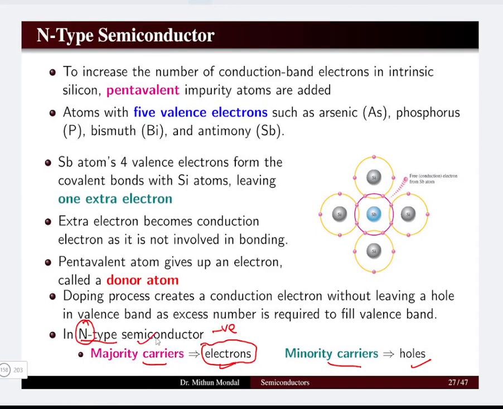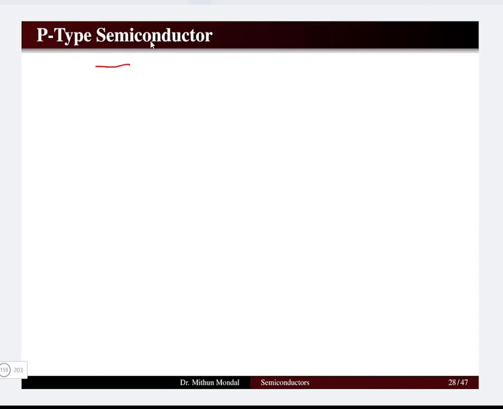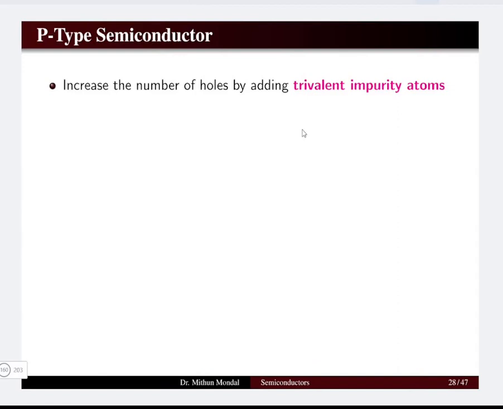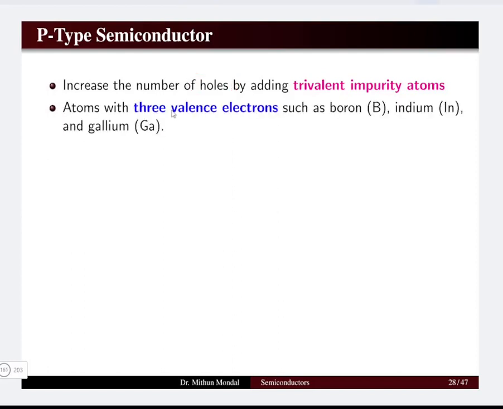So N-type semiconductor will have the majority carriers as electrons and minority carriers as holes. Now let us see the P-type semiconductor. In the N-type semiconductor, we have added pentavalent. Here we are going to add trivalent impurity atoms. So trivalent impurity atom will increase the number of holes on adding trivalent impurity atoms to the silicon base.